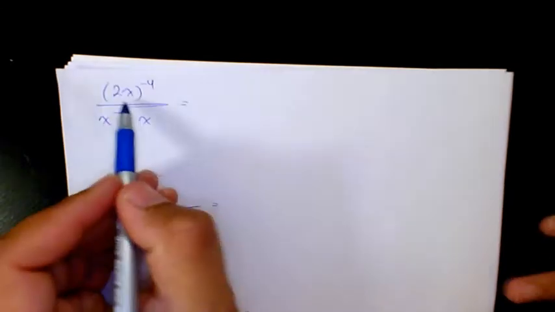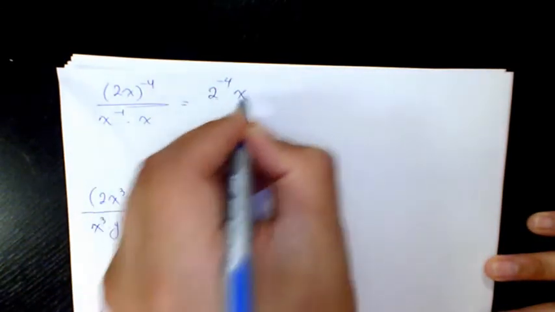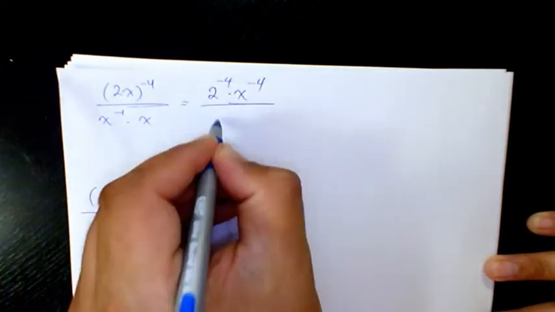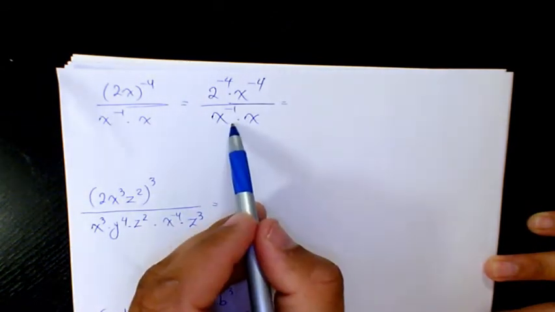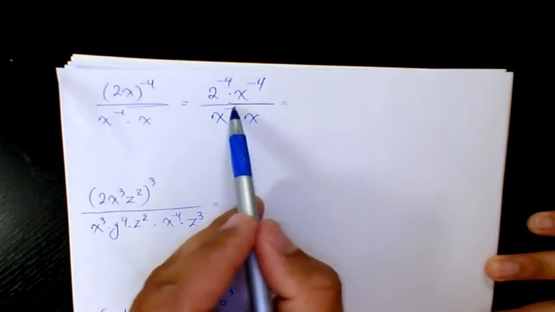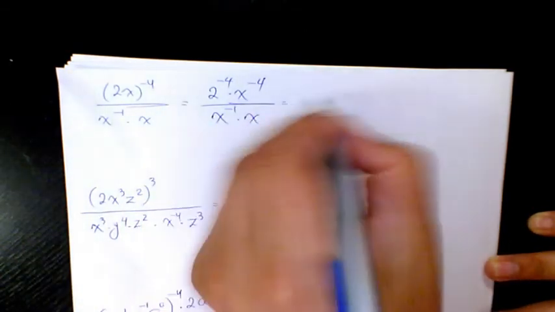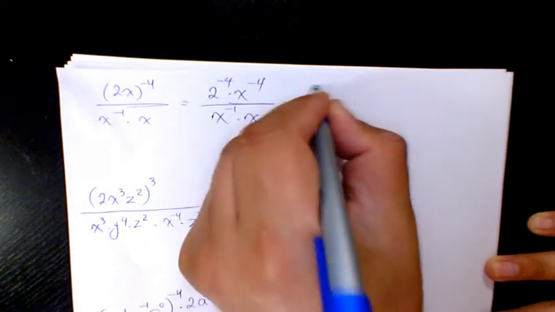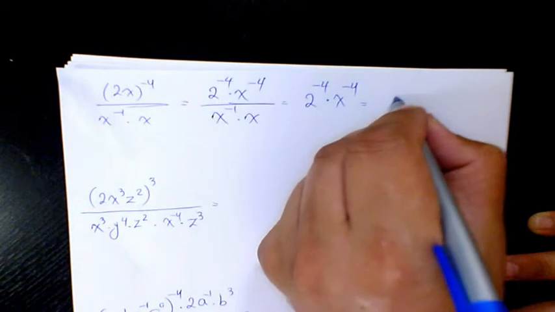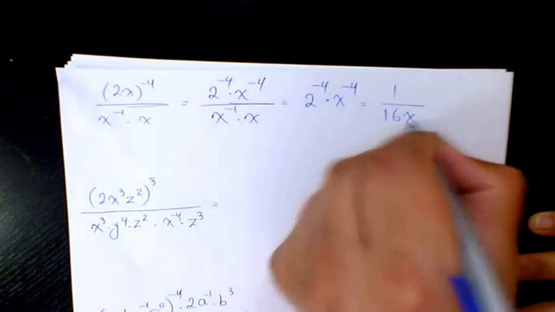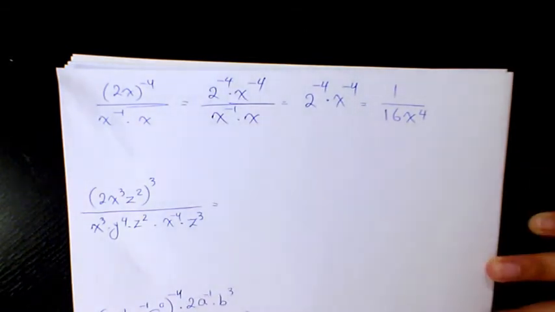Next, 2x to the power of negative 4. So we have 2 to the power of negative 4, x to the power of negative 4, x to the power of negative 1 times x. These two together is going to be just 1, because negative 1 plus 1 is 0. So x to the power of 0 is going to be 1. So we have 2 to the power of negative 4, x to the power of negative 4, or that's going to be 1 over 16 x to the power of 4. When you bring it in the denominator, it's going to be positive, and 2 to the power of 4 is 16.